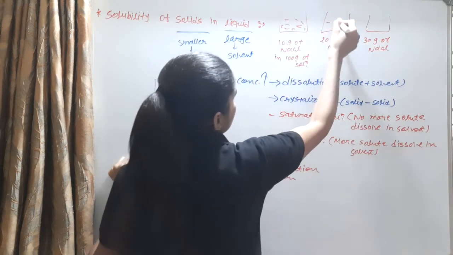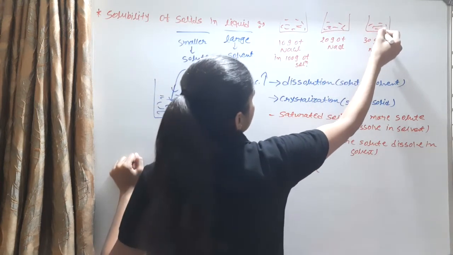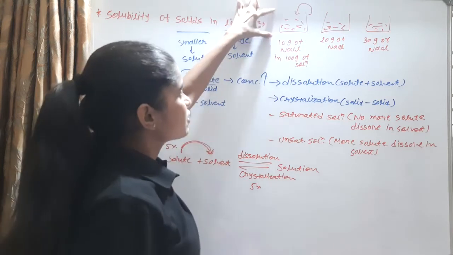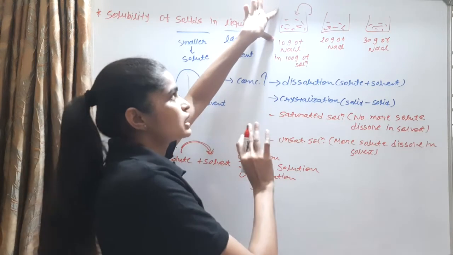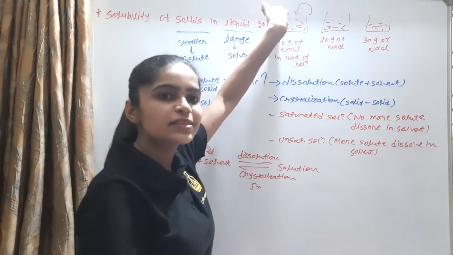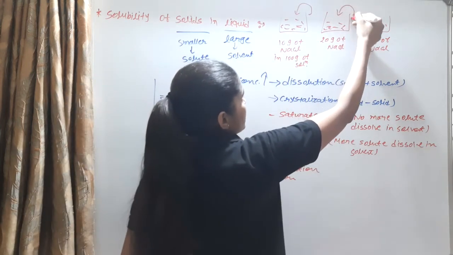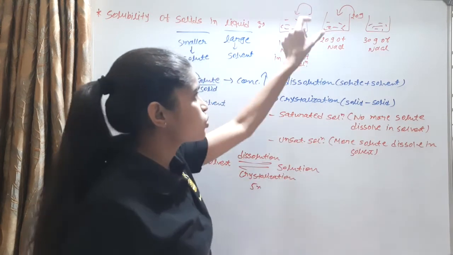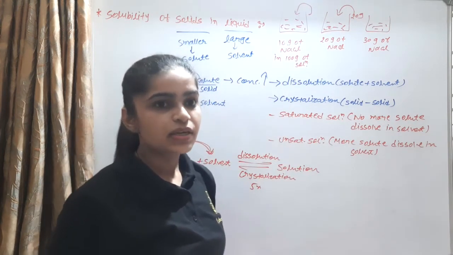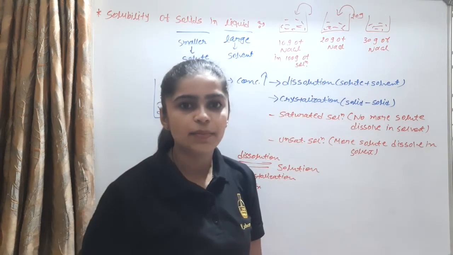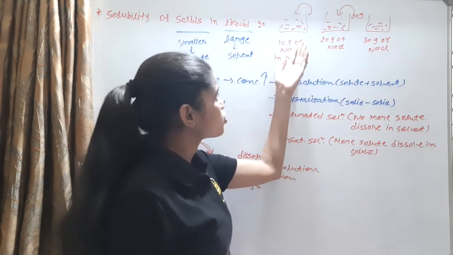This is the solvent. When we add 10 gram of NaCl in this 100 gram of solvent, it gives the solution. That means the dissolution process. Second way, same as before, when 20 gram of NaCl dissolves in the 100 gram of solvent. The 100 gram of solvent is the same, but the solute changes.